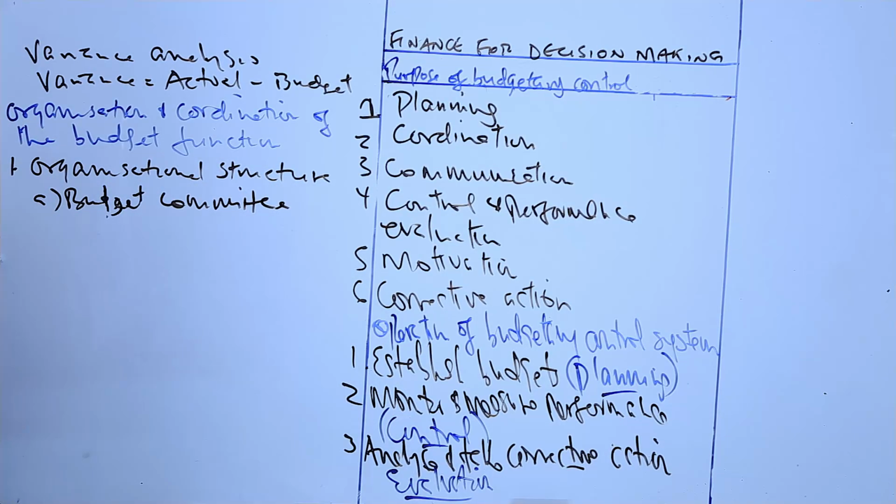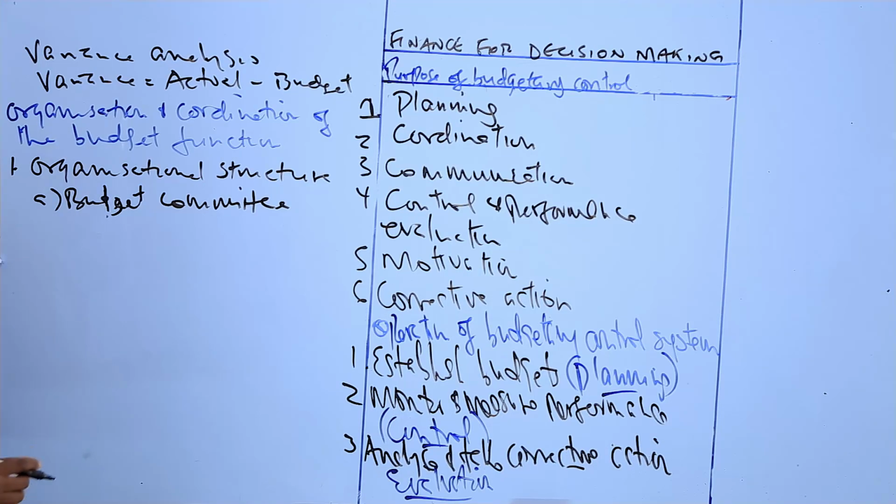Now, this is the core coordinating body, usually composed of senior executives like the CEO, like the CFO, and key departmental heads. Their role is to set the overall financial guidelines and also strategic objectives. Their role is also to review and approve the final budget. They also resolve interdepartmental conflicts, and they oversee the entire control process. So there has to be a budget committee under this organizational structure.